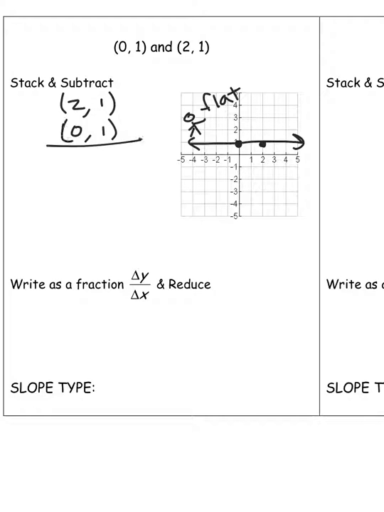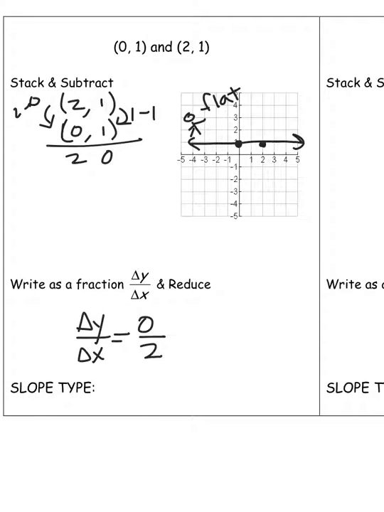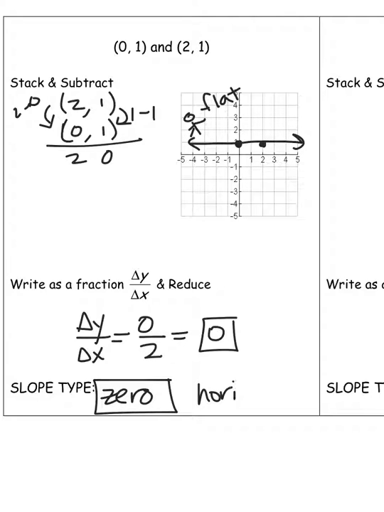And let's do this subtraction. 1 minus 1 is 0. 2 minus 0 is 2. And now we write our answer as a fraction. Our fraction is change in y over change in x. Our y difference is 0. Our x difference is 2. 0 divided by 2, 0 divided by any number, is just 0. So our slope type is 0 slope. And I'm just going to write here that this is a horizontal line that gets you 0 slope.